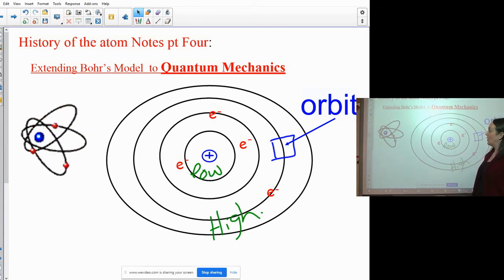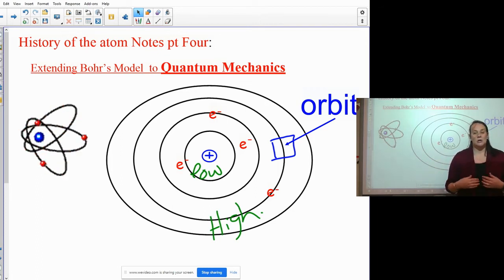We're in History of the Atoms Notes Part 4, extending Bohr's model into what we're going to call quantum mechanics. So as you're labeling this up, quantum mechanics is our current working model. Like if you were around in Thomson's time, the current working model was the plum pudding. Currently, we're going to take Bohr and we're going to extend him into the model that we are currently using.